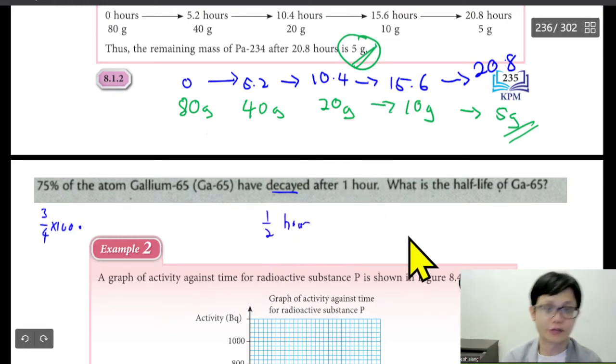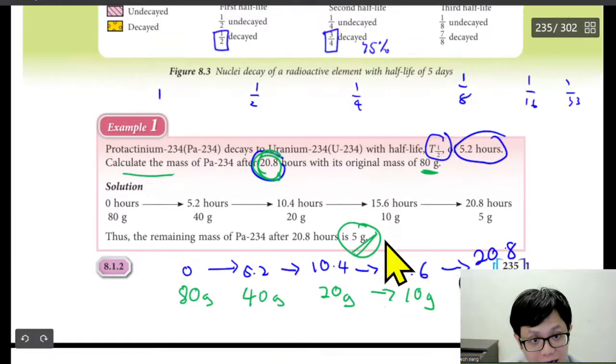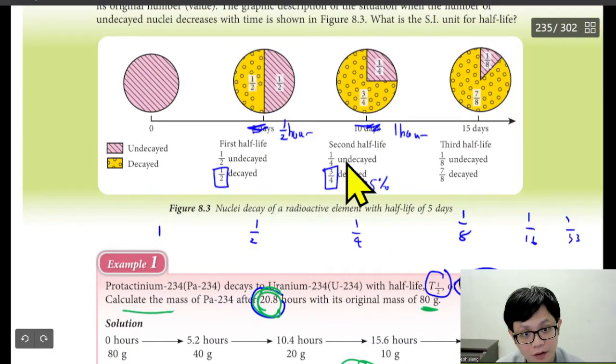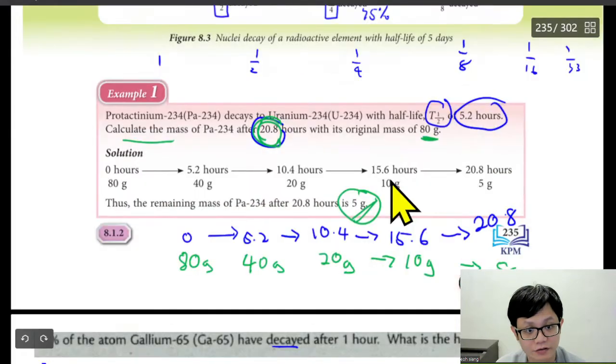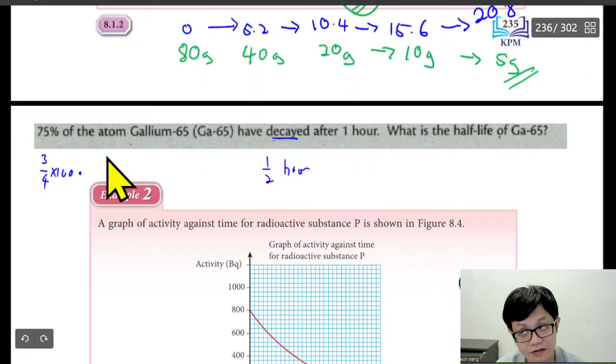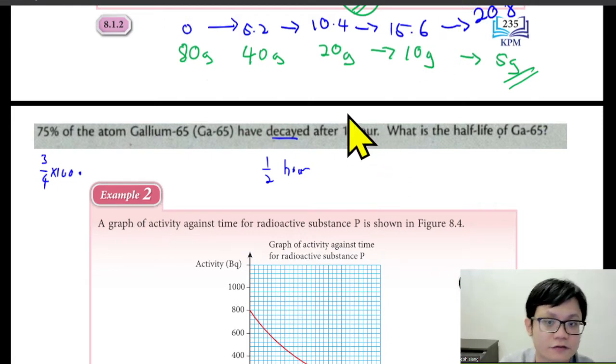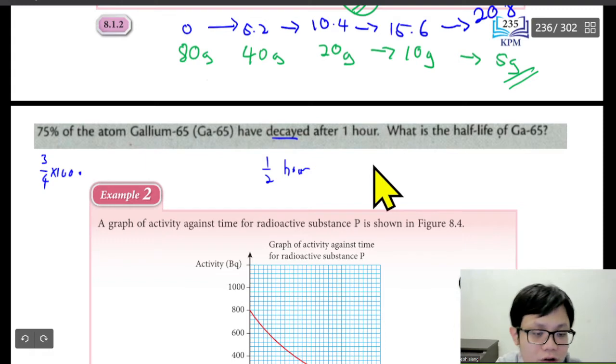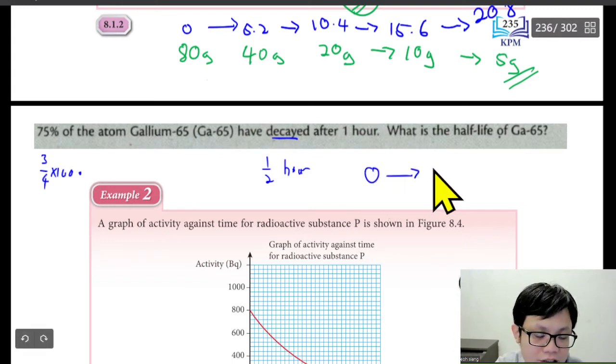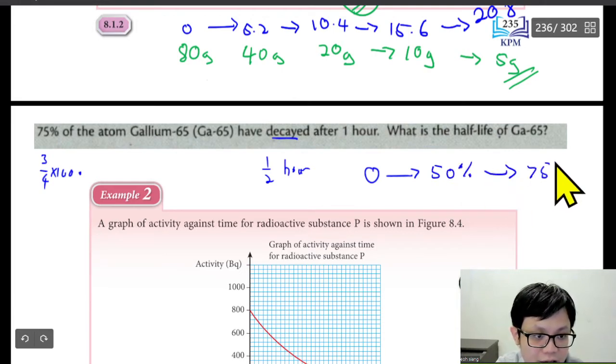How to do this question? Maybe you need to draw. I like to draw it out so it's easier, because you say 75% decay. First, you just draw the arrow. Okay, this is 50% decay. Then you draw again the arrow 75%, and then you draw again the arrow 75%.